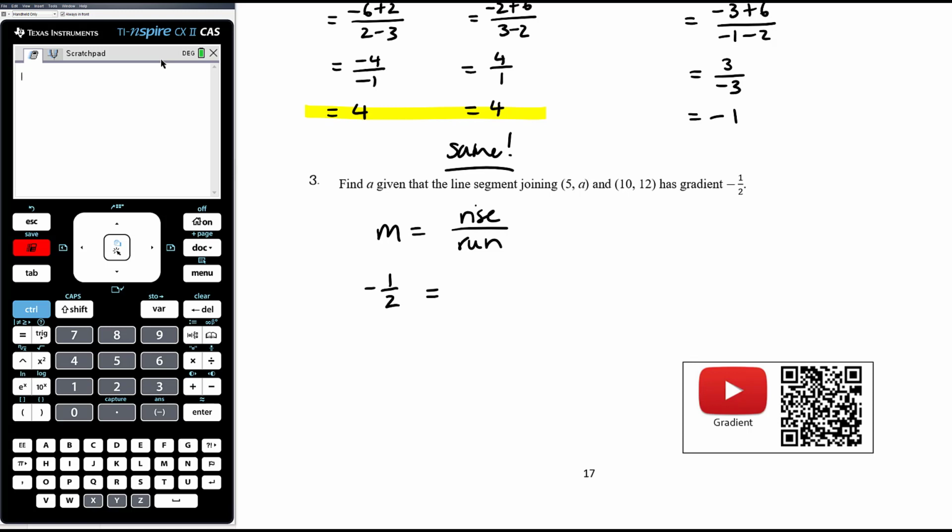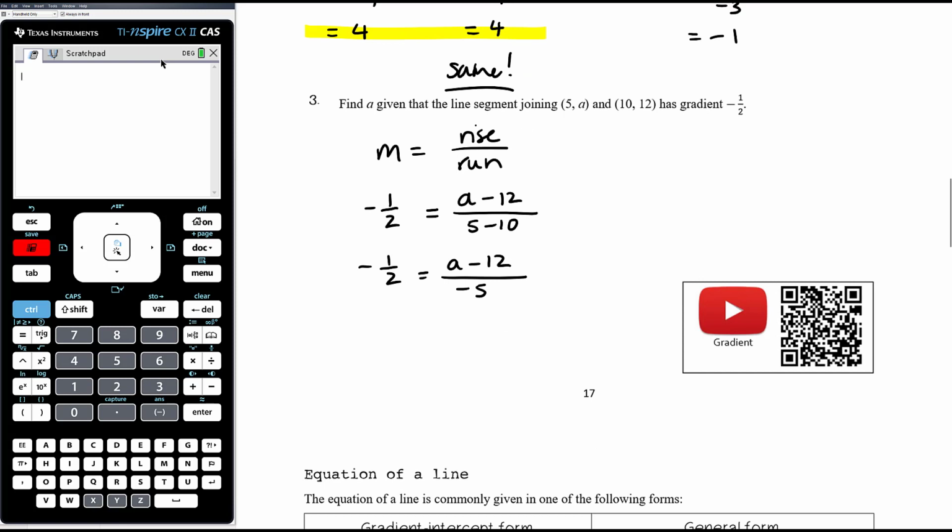So gradient is -1/2, and it's equal to the rise over the run. So difference between the y values, I'm going to do that as a minus 12, over difference between the x values. So if I've written a minus 12 on the numerator, I have to have 5 minus 10 on the denominator. Okay, so -1/2 equals a minus 12 over 5 minus 10, which is -5. So now I've got an equation to solve. I want to get a on its own. We're subtracting 12 from a and then dividing by -5. So the first thing we're going to do is multiply by -5.